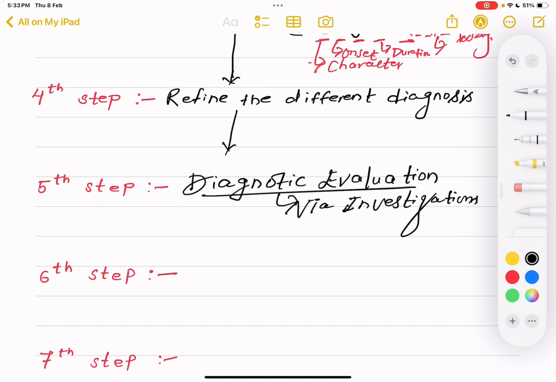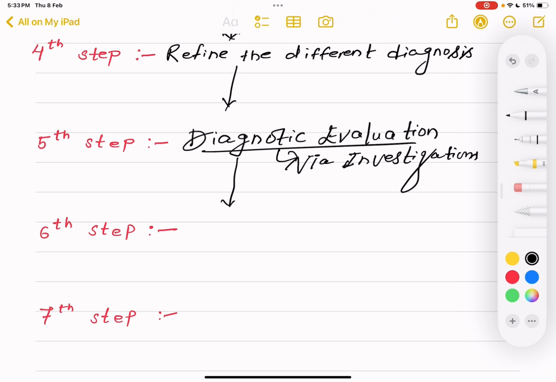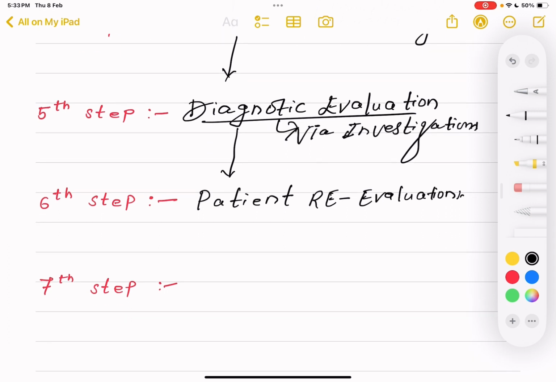Okay. Then the sixth step is patient re-evaluation. In this step, the patient's illness is often manifesting or progressing and changing while in the emergency department. So we are going to re-evaluate the differential diagnosis in the sixth step.